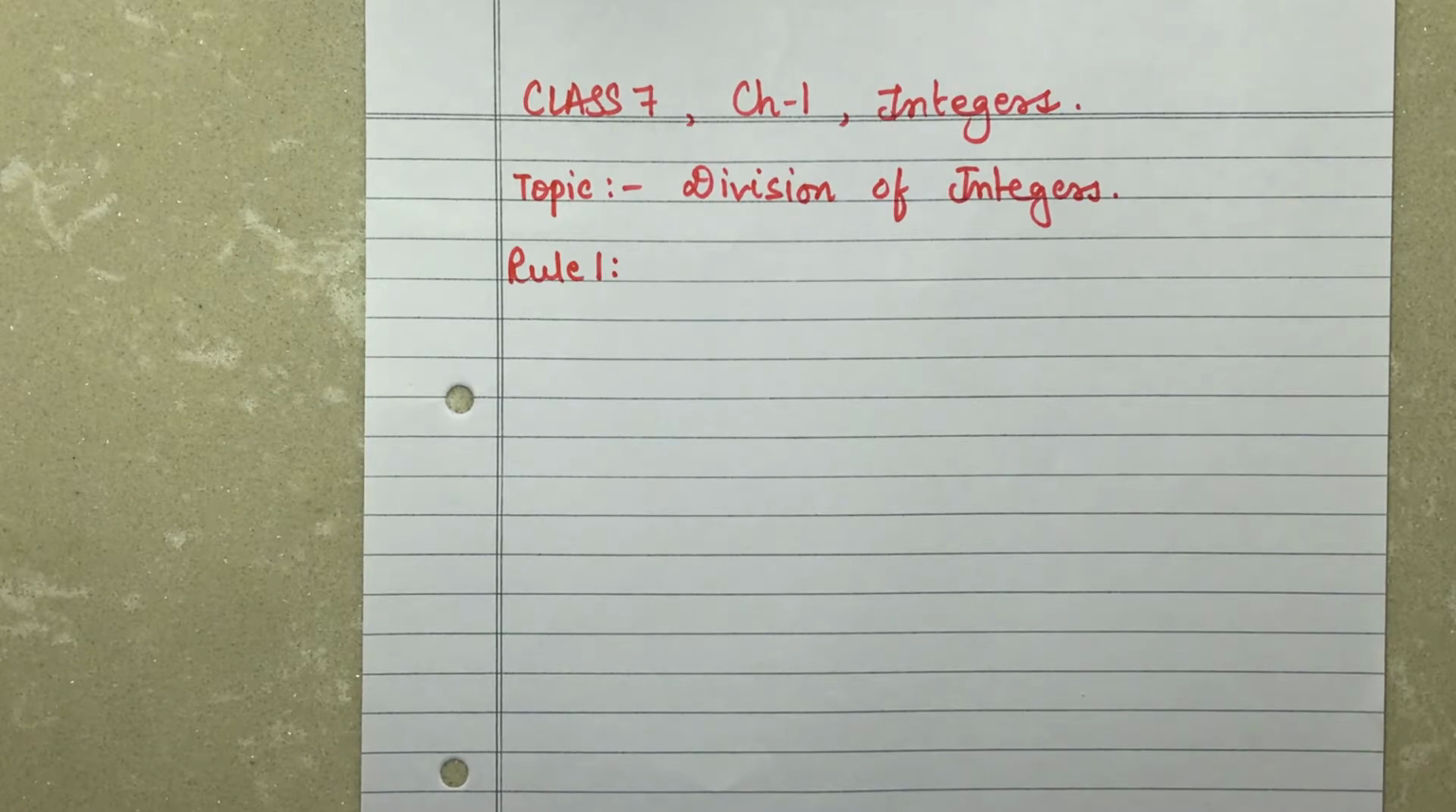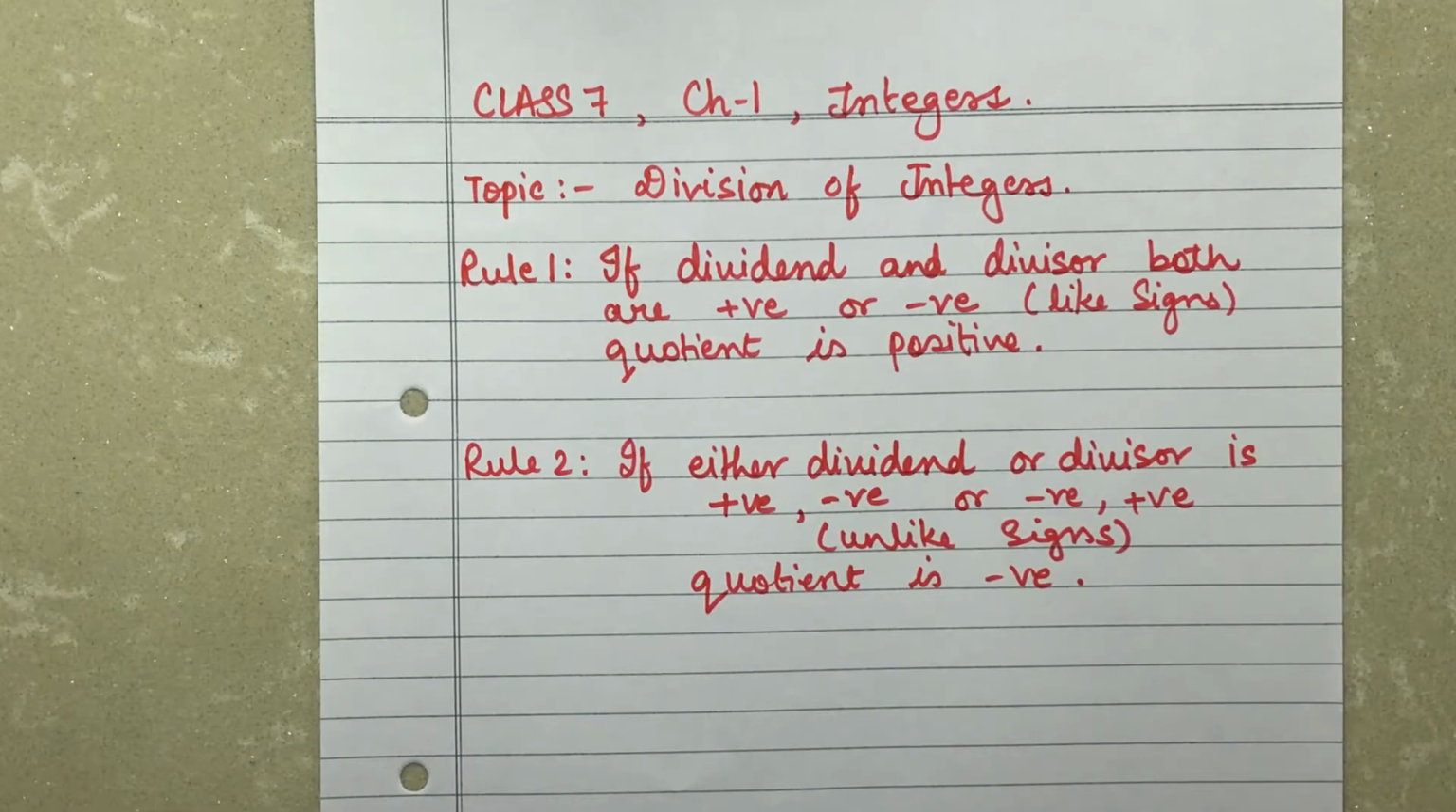We are studying class 7 chapter 1 integers, and the topic that we're going to cover is division of integers. This video is in continuation to the previous videos that we have already put for class 7 chapter 1. So the first rule for this division of integers is, let's check out the rules.